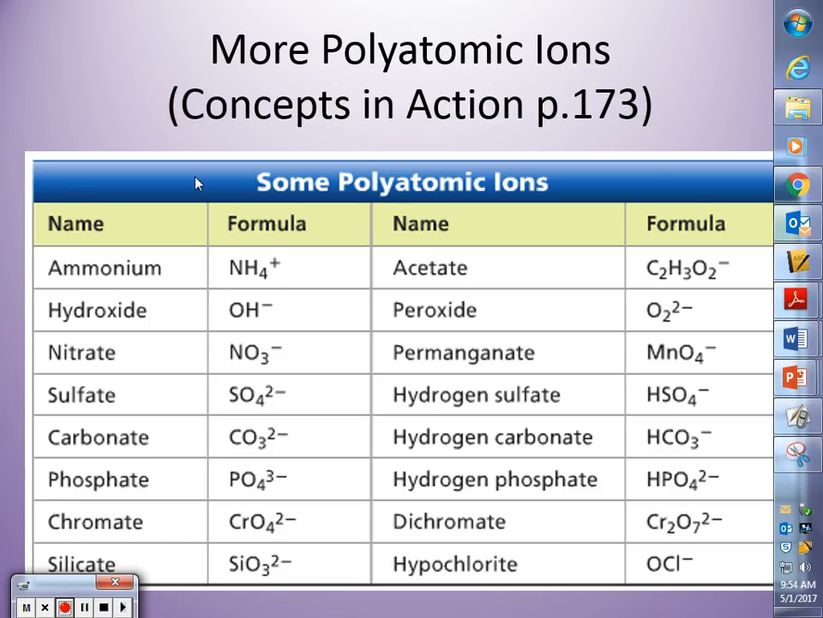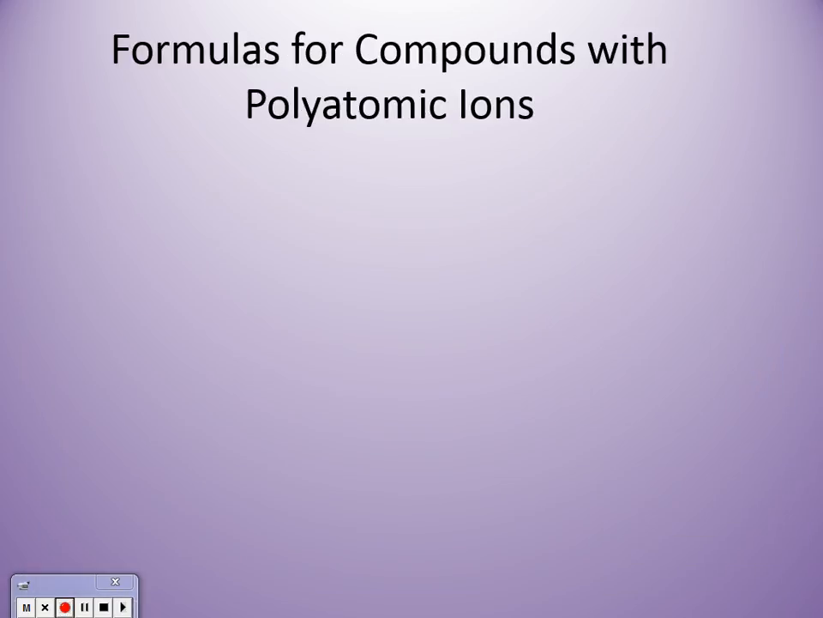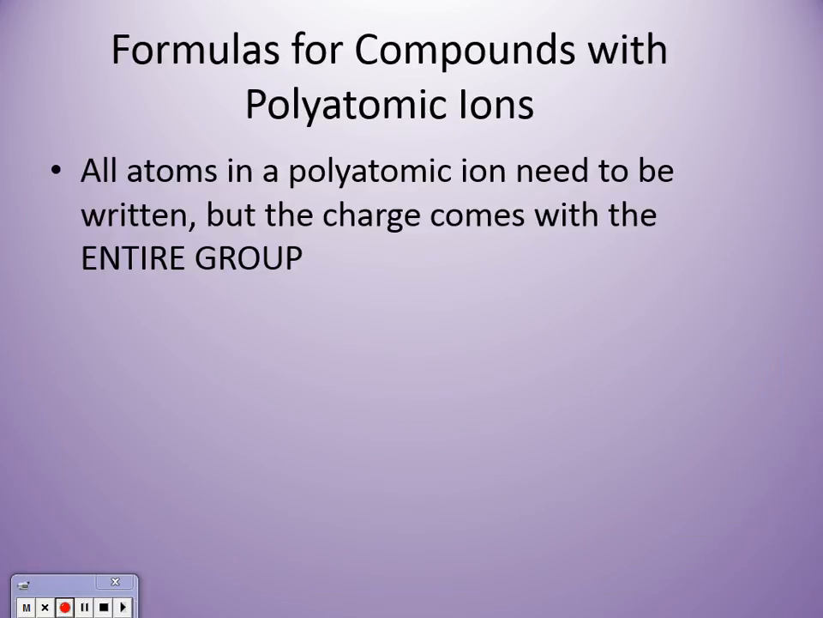So yes, it is possible that polyatomic ions can bond together with other polyatomic ions. It's just a matter of, we have to have positive and negative in order for that to happen. Okay? All right. So when we make these compounds, we have to look at these groups as a whole. The charge comes with the entire group.